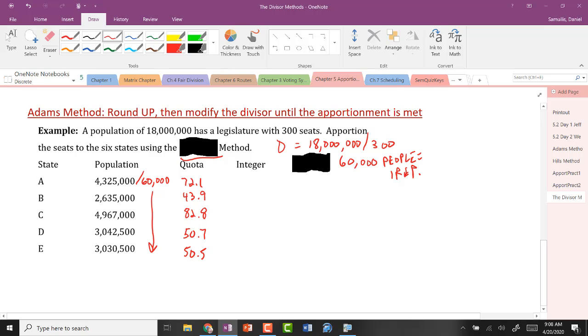So let's do that. 72.1 goes to the next integer, 73. 43.9 still ends up being 44. 82.8 ends up being 83 because you just bump up to the next whole number. 51 and 51. You're not rounding mathematically, you're rounding up. You're just going to the next higher integer that the decimal is in between. So of course you should understand you're always going to be over in the first apportionment in the Adams method. 7, 10, 11, 12. So we're 2 over using the Adams method.